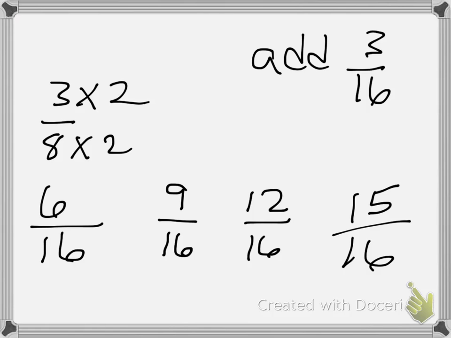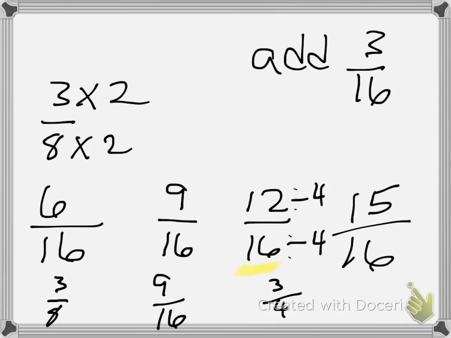However, we notice that some of these terms can be simplified. Can you guess which one? You're right. 12 over 16 can be simplified. When I simplify, I find a number that I can divide the top and the bottom by. I'm going to divide 12 and 16 by 4. So now I have 3 over 4. Let's remember that we started with 3 over 8. So my final answer is going to be 3 over 8, 9 over 16, 3 over 4, and 15 over 16.